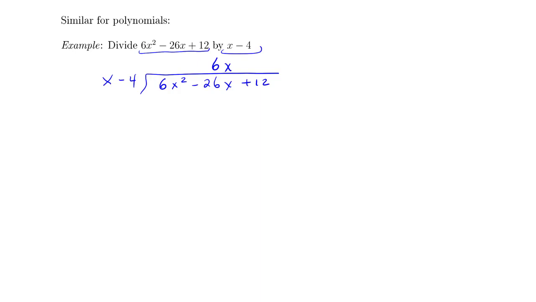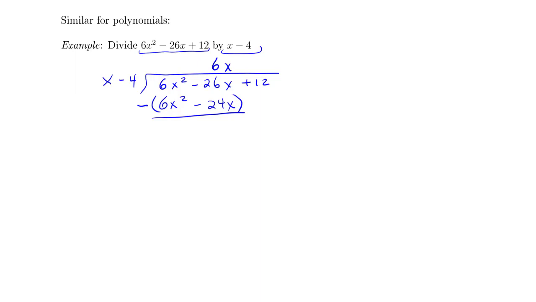So once I've decided that, I'm now going to take what I put up here and multiply it by my divisor, just like I did with numbers. All right, so what happens when I do that? 6x times x is 6x squared, and 6x times minus 4 is minus 24x. Okay, and then I'm going to subtract. Now we use some parentheses here because we're subtracting polynomials with multiple terms likely, so we want to make sure we distribute.